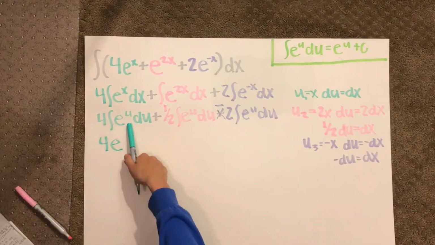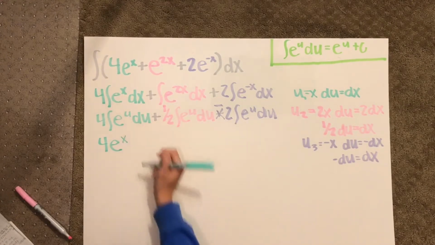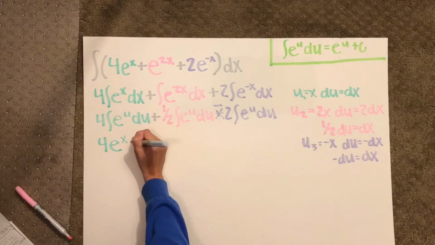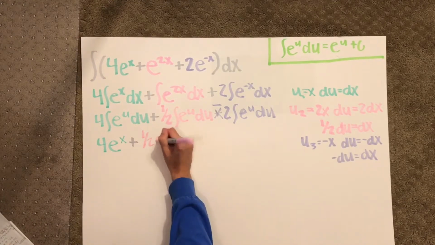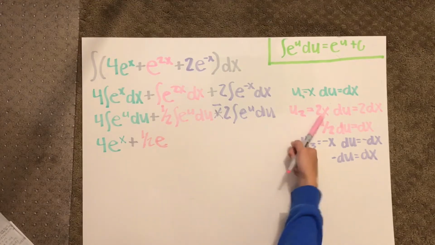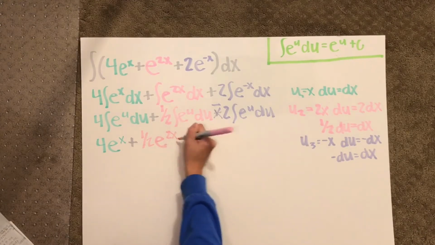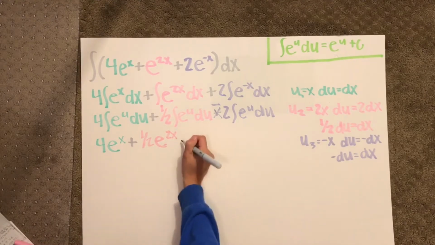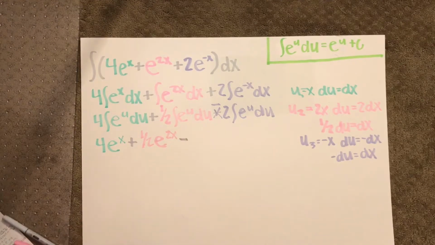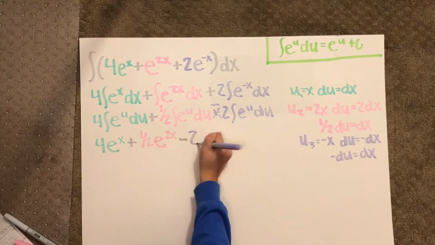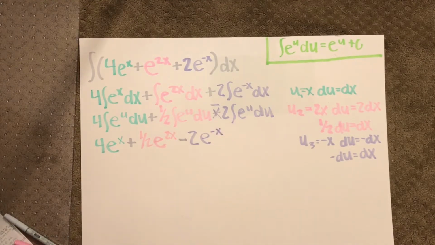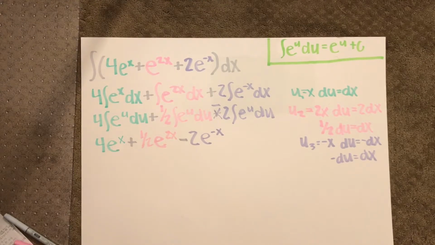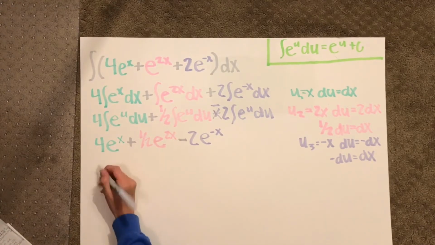4e to the, in your u, you're going to replace it again, x, plus 1/2 e, and in this case your u was 2x, and then minus 2e, and in this case your u was negative x. And so now this is where we're going to start to set up our final answer, but there's some things that we're going to note along the way.